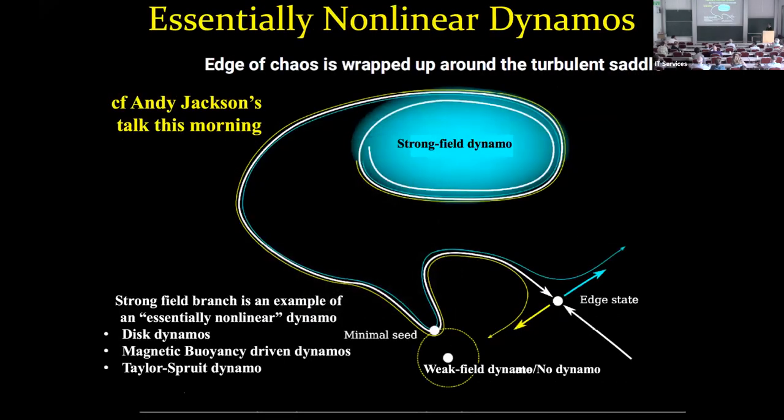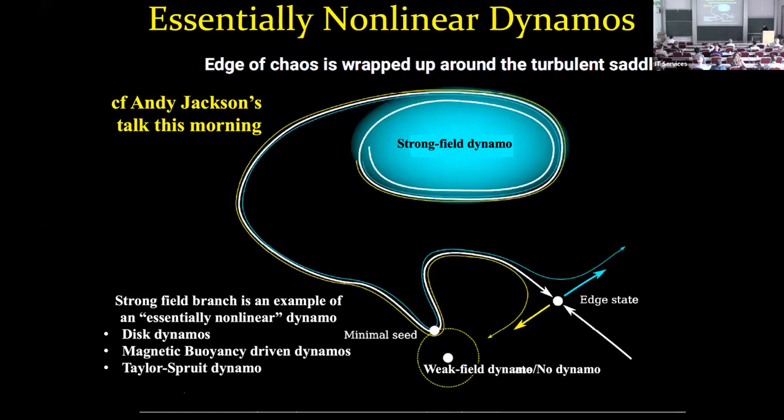When you're thinking about these things from a dynamical systems point of view, you tend to think about this. And this all comes from the language of transition to turbulence, which is why there was a picture of somebody with pipe flow on the front of my talk.